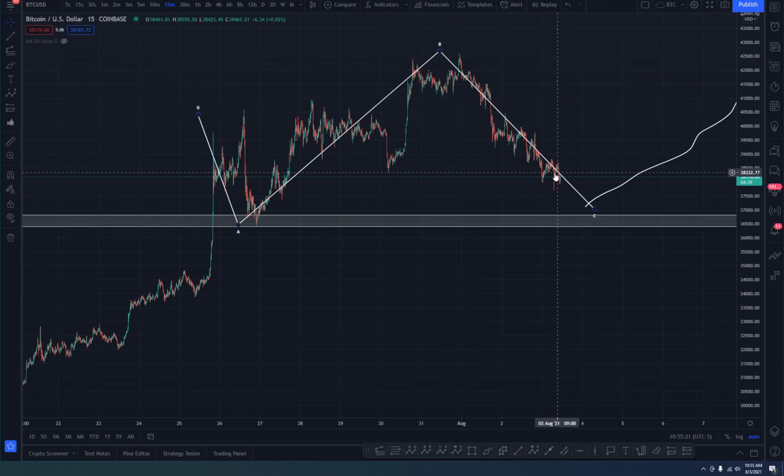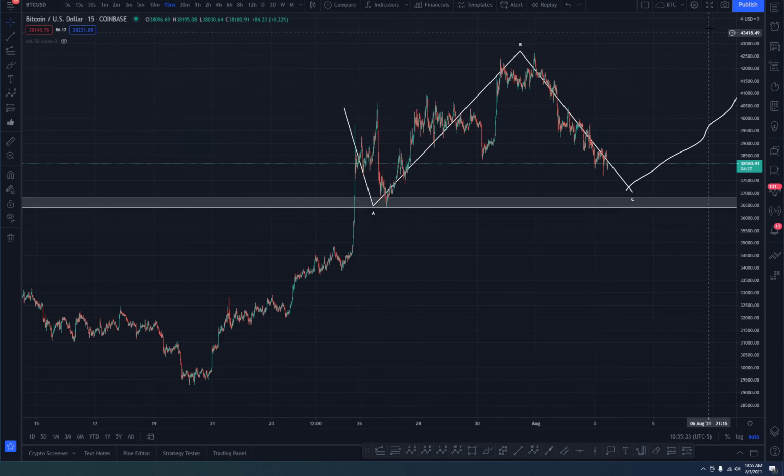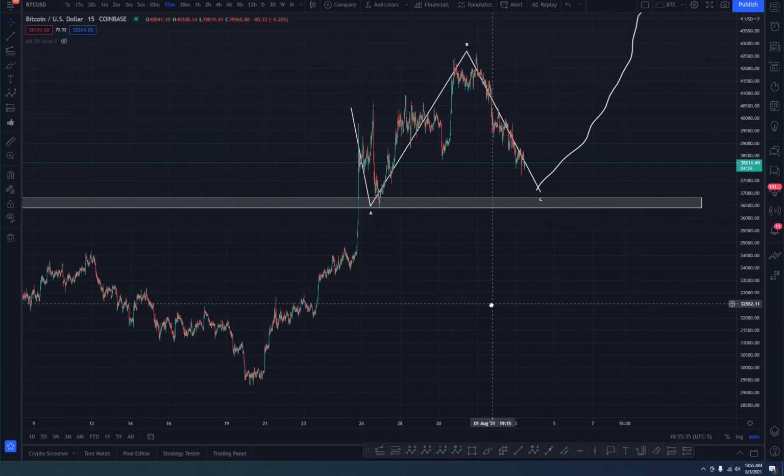I already have one bullet fired, a very small bullet. I'm looking to fire another bullet down in this region as well to DCA that position. So that's the way I do that. But I'm looking for this thing to finish, and then for a wave to the upside to develop. That is the bullish scenario.